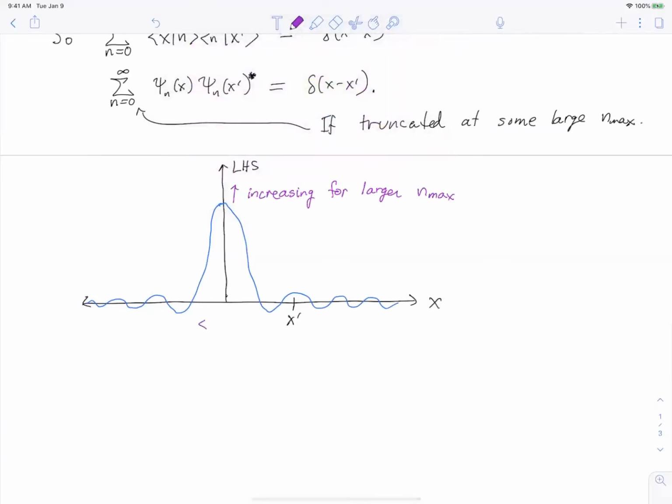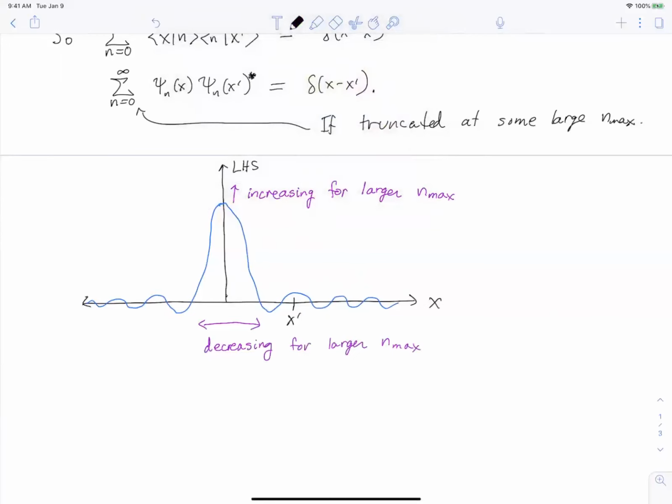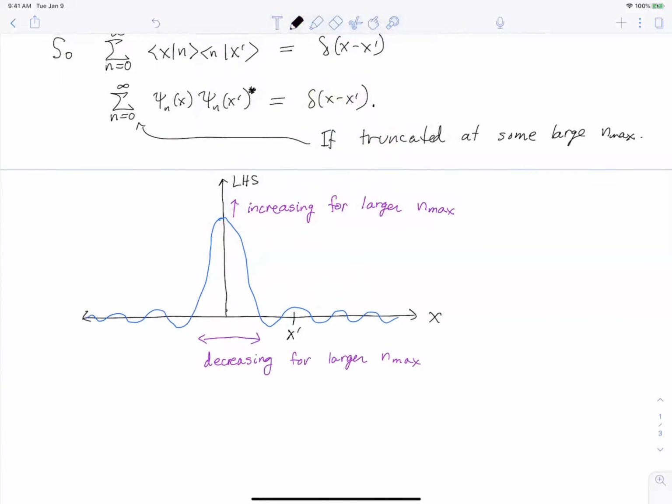Whereas the width of this thing, the width of the main peak, as opposed to all the wiggles off to the side, is decreasing for larger n max in such a way that the area under the curve, the integral of it, is approaching 1, which is what you expect for the delta function. Okay, so what we've done is, by studying a particular problem, we have found a way of approximating the delta function in terms of the eigenstates of our problem by using completeness.